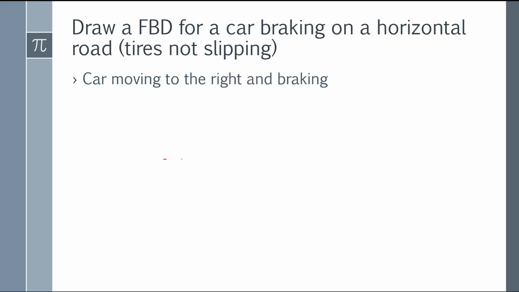So if we have a car braking on a horizontal road and the tires aren't slipping, let's draw the free body diagram. I'm going to sketch out a quick car. This is a little bit more detailed than most free body diagrams. What forces are acting? Well, gravity is pulling down on the car. Force of gravity. Our car is moving to the right, so it's got a rightward velocity, and it's braking. That means it's slowing down, so the acceleration is going to be to the left.